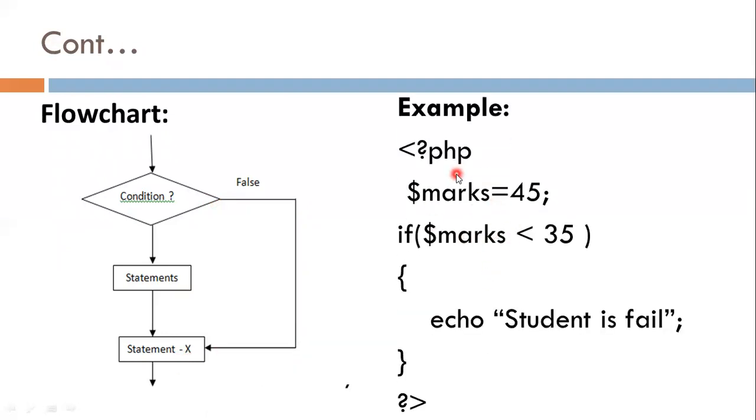Example: suppose in a PHP script I declare one variable with value 45. Here I write the condition like this: $marks less than 35. The value of marks is 45, so 45 less than 35, the condition is false. So the cursor is directly passed to statement X and the script is complete. The output of this example is nothing.